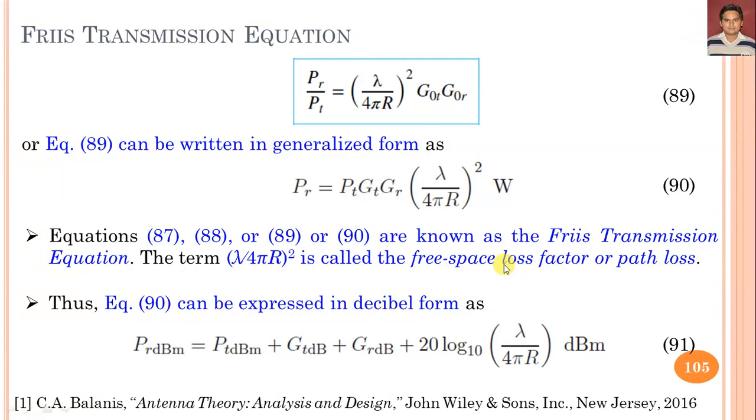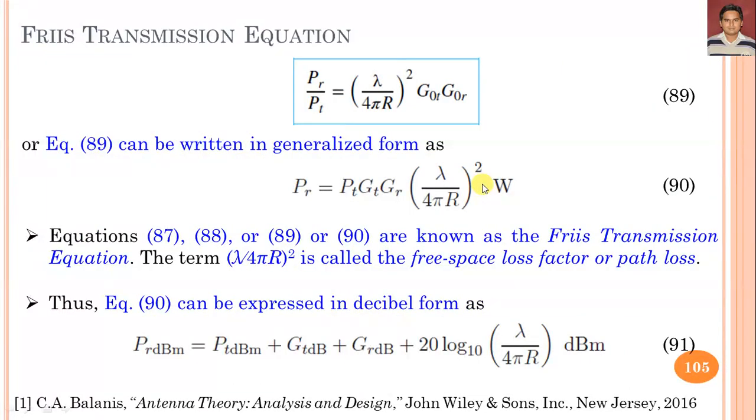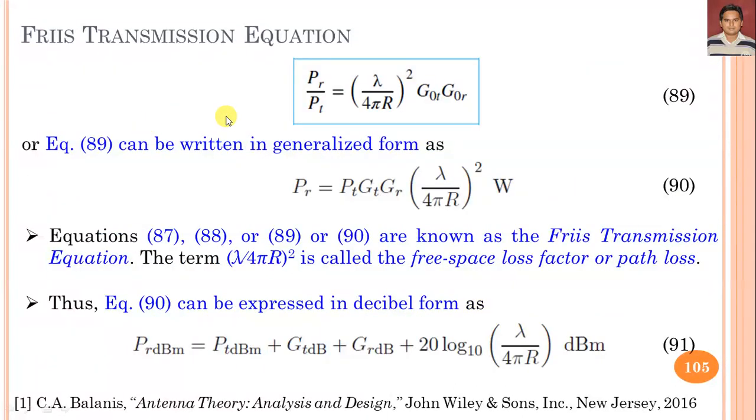When we have included the reflection efficiency as well as the polarization mismatching, and we have also calculated it when we have not included these two factors, that is the reflection efficiency and polarization mismatching. So in both cases we have calculated the Friis transmission equation, and the Friis transmission equation holds in the various forms that we have discussed in this lecture.